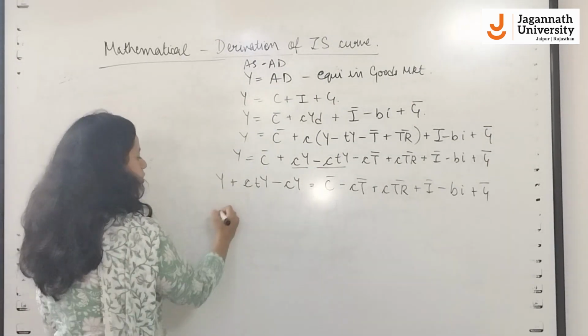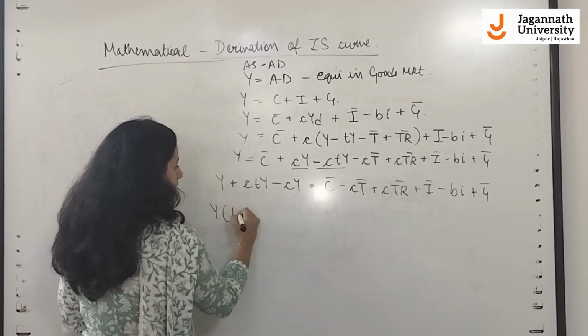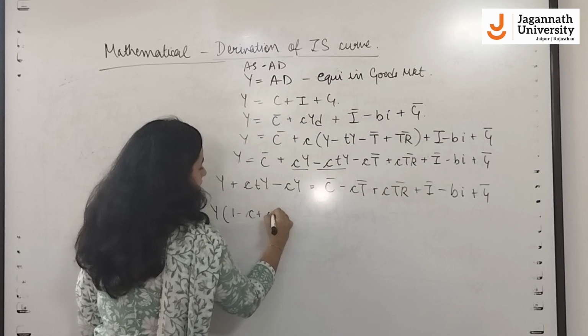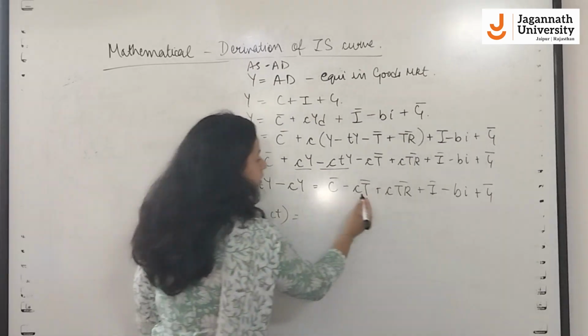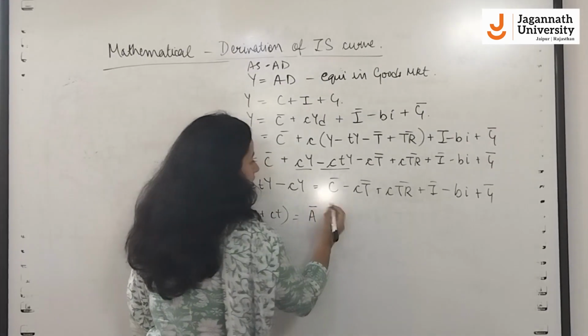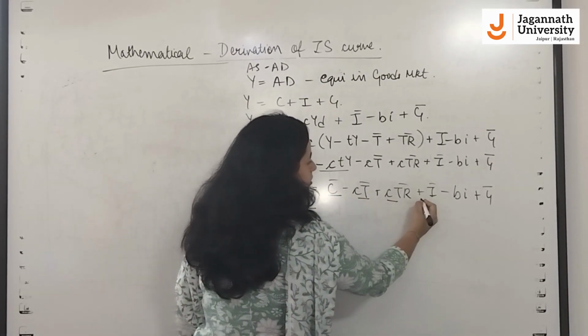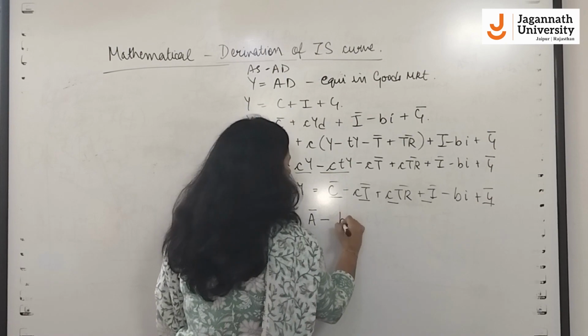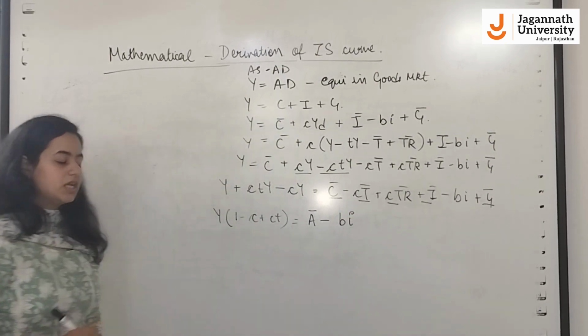So what do we do? We take y common from here. We are left with 1 minus c plus ct, and here we take all the autonomous terms and combine them into one term, calling it a bar. So this is an autonomous term, all these autonomous terms, a bar minus Bi. This is what we get.